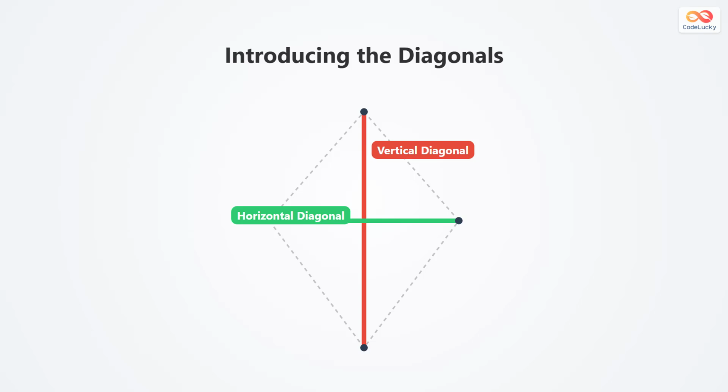Every kite has two diagonals. A diagonal is simply a line segment that connects opposite corners. We have a longer vertical diagonal and a shorter horizontal diagonal.